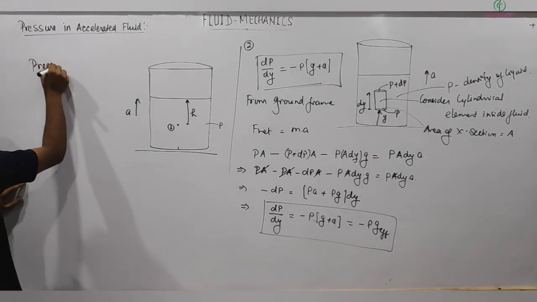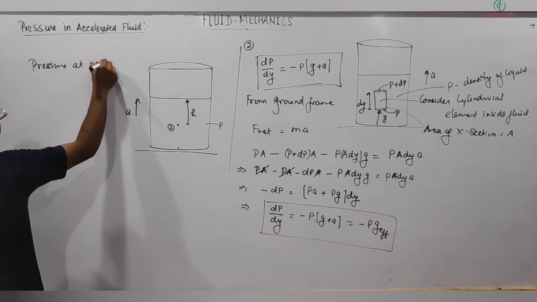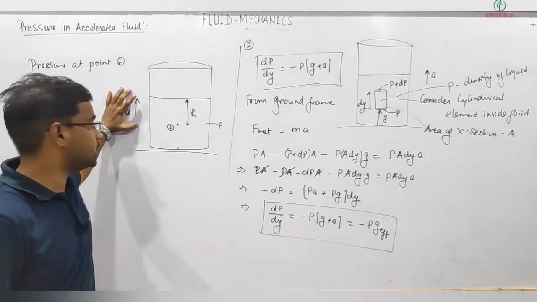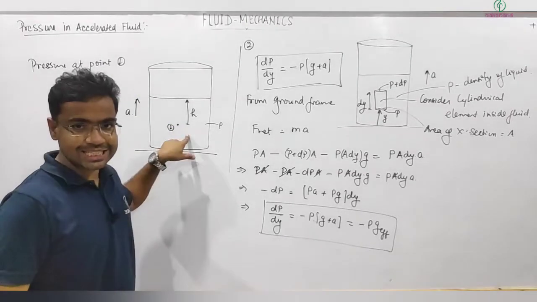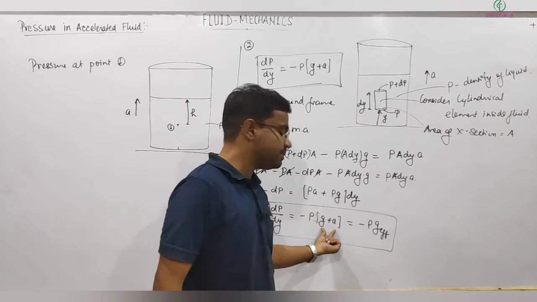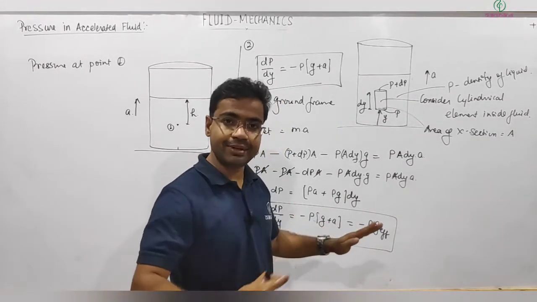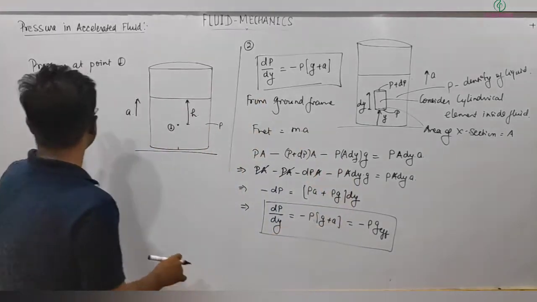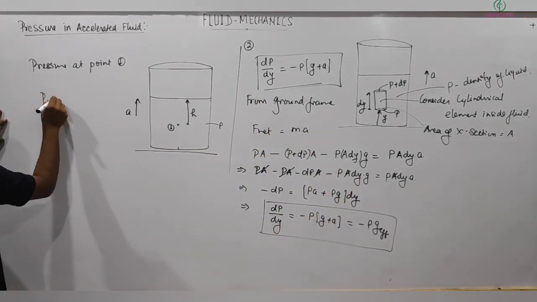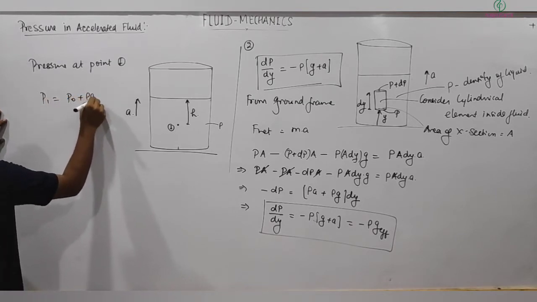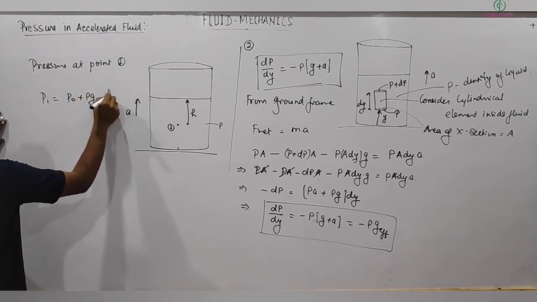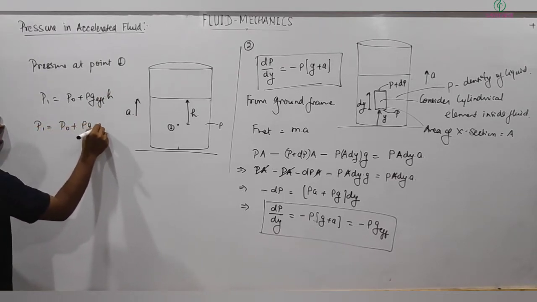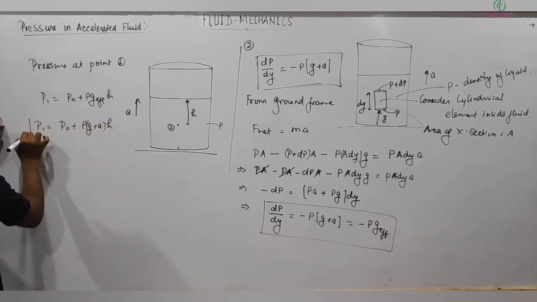Pressure at point 1. If it was not accelerating, then the pressure was what? P naught plus rho g h. If it is accelerating, then g is replaced by what? G effective. Everything else remains exactly the same as earlier. So in this situation you will get P1 equal to simply P naught plus rho into g effective into h, and this will be P1 equal to P naught plus rho times g plus A multiplied by h. This is your answer.